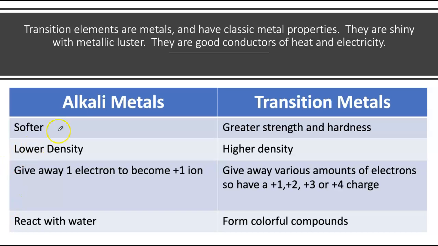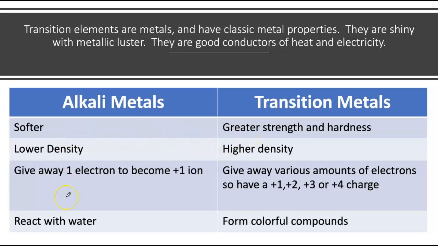Some ways that they're different. Generally speaking, let's look at our alkali metals. Those were our group 1 metals with 1 valence electron. And those alkali metals are softer. Most of those alkali metals you can cut with a butter knife. You can't do that with the transition metals. They're much stronger and tougher. The alkali metals are generally lower in density, whereas the transition metals are much more dense.